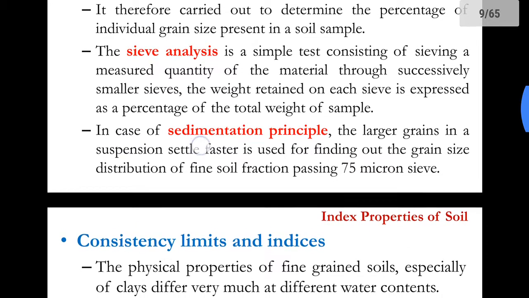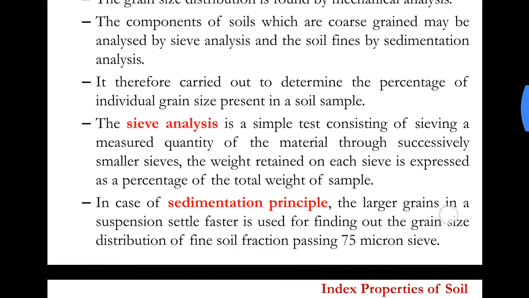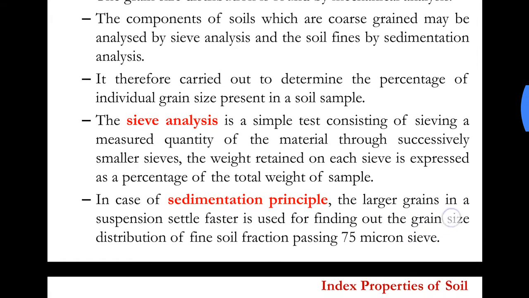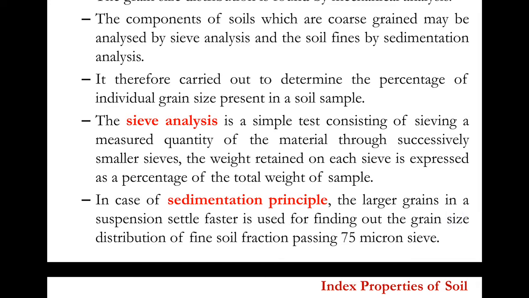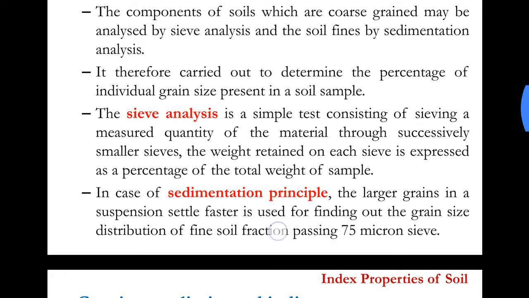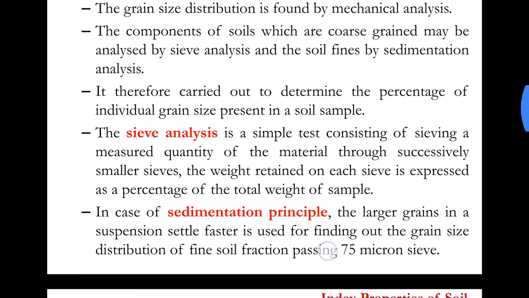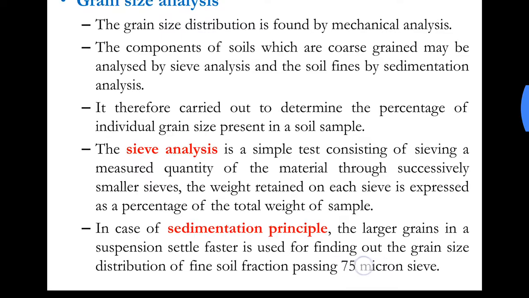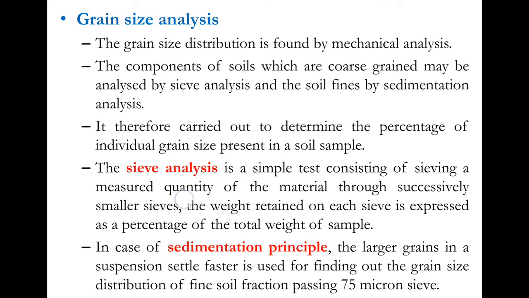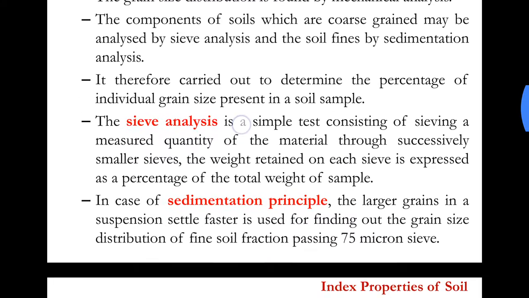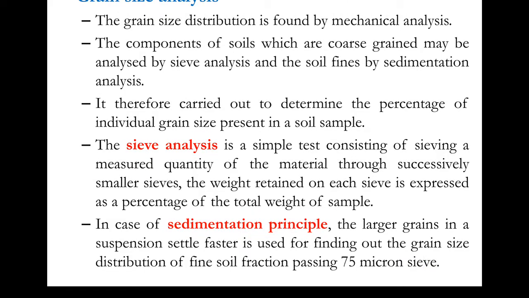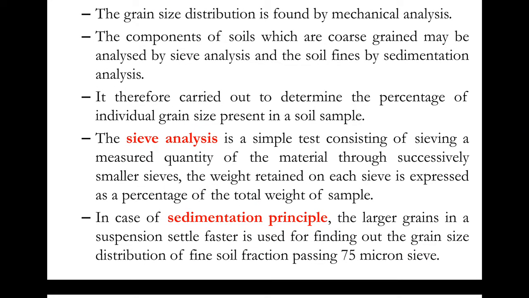In case of the sedimentation principle, the larger grains in a suspension settle faster, and it is used for finding out the grain size distribution of the fine soil fraction passing the 75 micron sieve. Anything that is retained on a 75 micron sieve, we carry out sieve analysis with that soil, but all the soil which passes through the 75 micron sieve will be tested using sedimentation analysis.